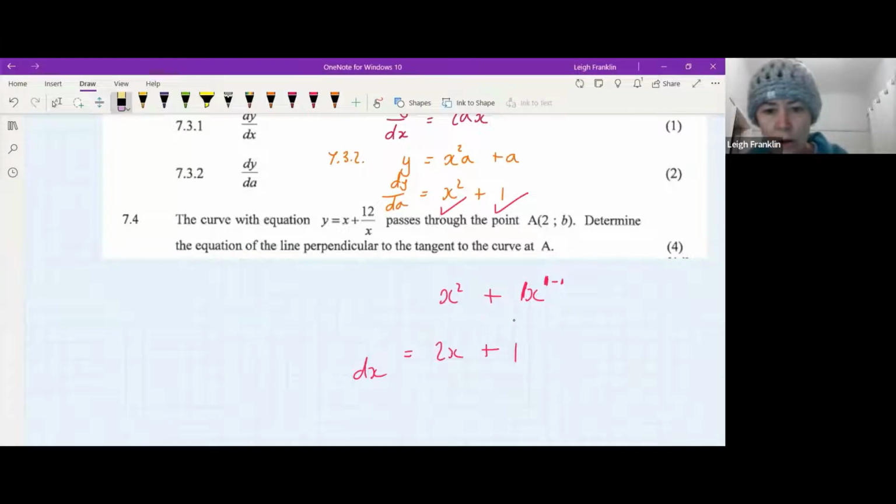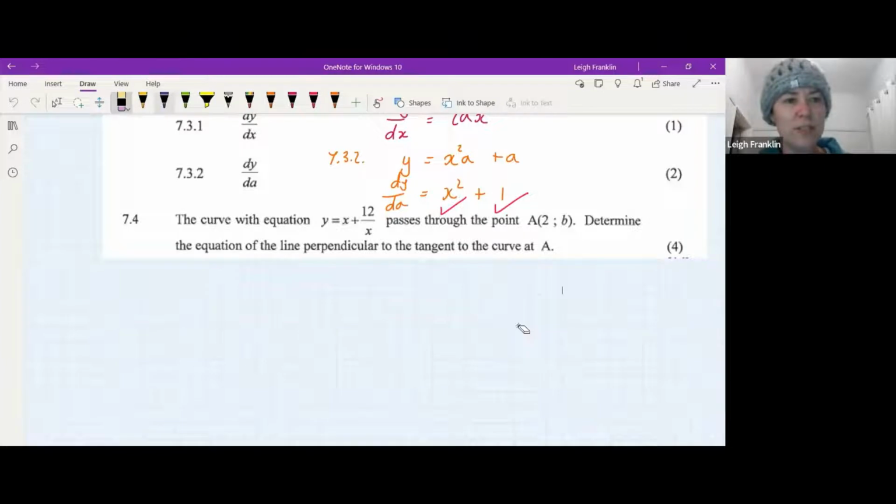Alrighty, so let's get rid of that. Now, question 7.4. Orotile, I'm interested to know what your answer is. What did you get as the equation of the line perpendicular to the tangent of the curve at A? Do you want to share your answer? Oh, you did share your answer. Okay, so Orotile said the answer is y equals 1 over 2x plus 7.